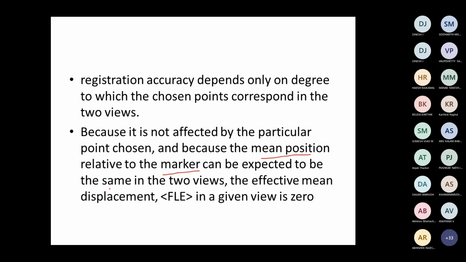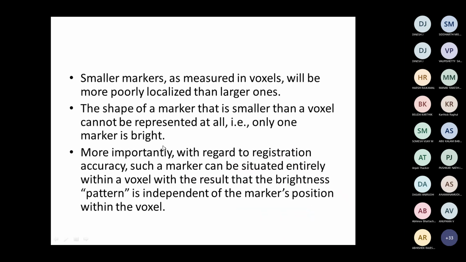Because the mean position relative to the marker can be expected to be the same in both the views, the effective mean displacement will be 0. Because it is not affected by the point that has been chosen, and the mean position can be taken as the same for both the views, the displacement is 0. Smaller markers, which are smaller than a voxel, are poorly localized, and the shape of a marker smaller than the voxel cannot be represented at all.